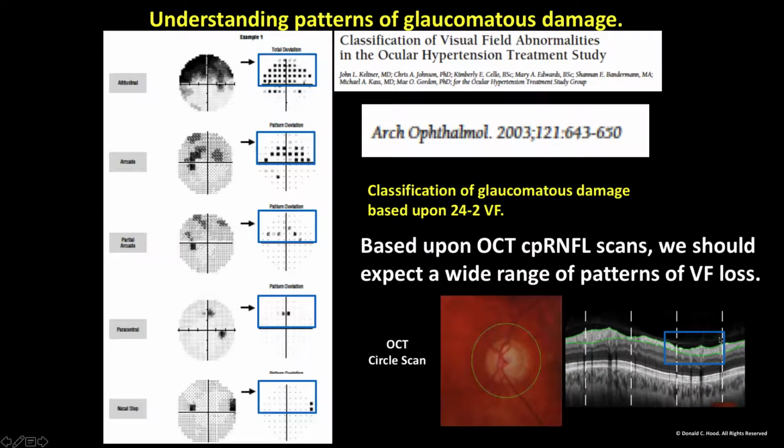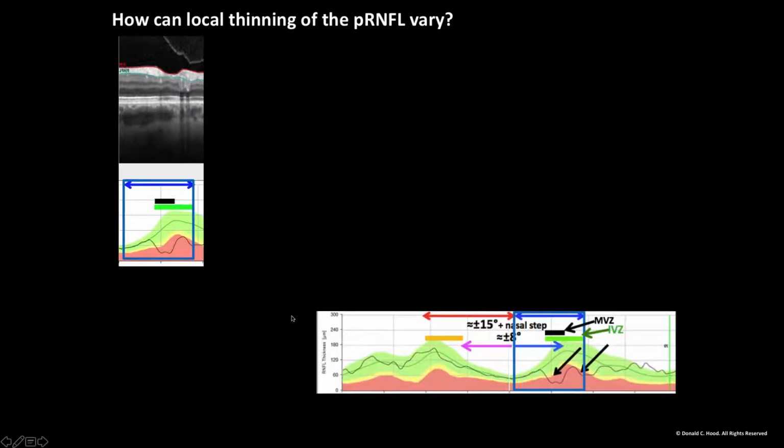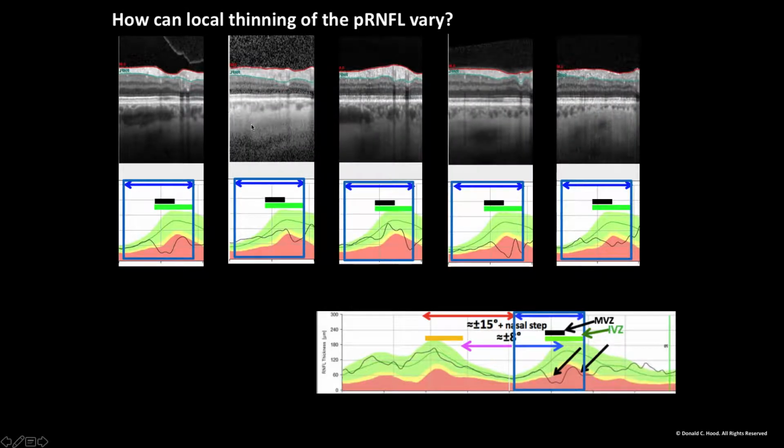So again, let's just look at this region here that's associated with these defects. So here's one eye. Let's take this and blow it up. Here are 4 other eyes. So what do we expect if we just look at the OCT? How can local damage vary? Well, it can vary by width. So this damage here is pretty wide. The region of damage, pretty wide, probably more narrow.